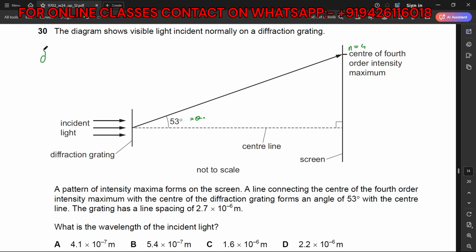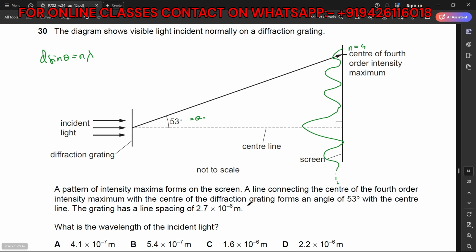And we can basically use d sine theta equals n lambda right away, without reading the question. I can say that. Okay, let's go ahead and read the question. A pattern of intensity maxima forms on the screen. We know that it's going to be like this: 1, then 2, 3, and then 4 will be somewhere over here. And exactly the same pattern you can get over here in the bottom part as well.